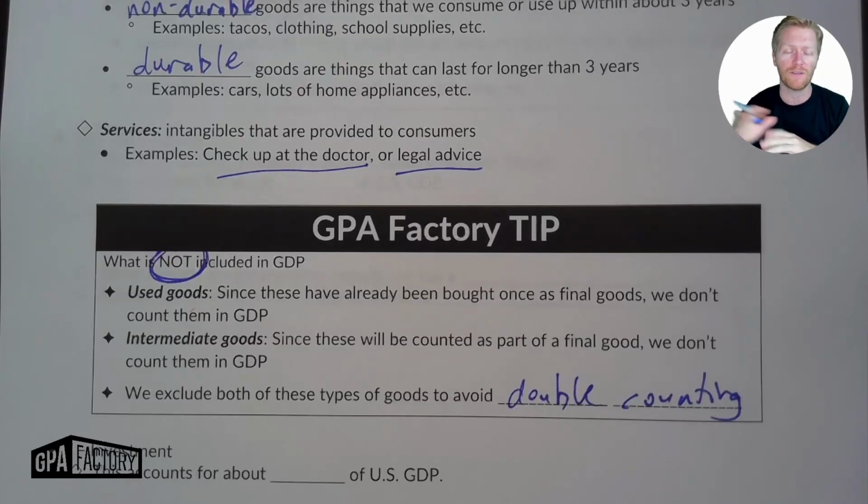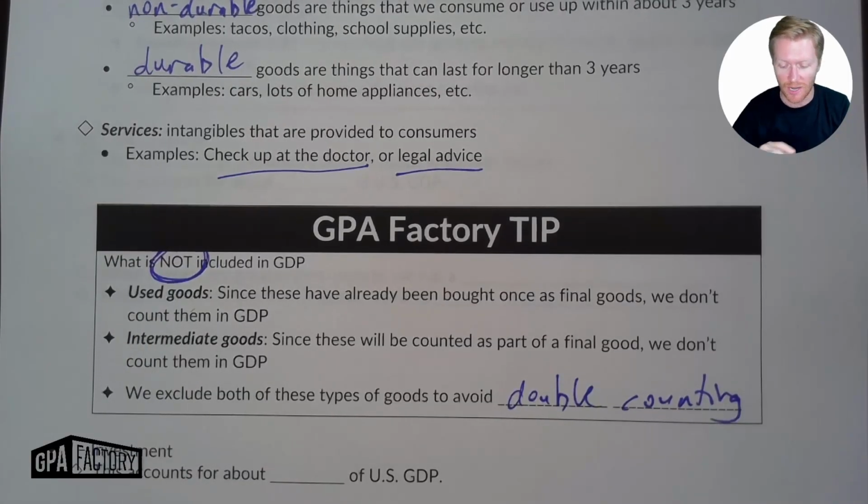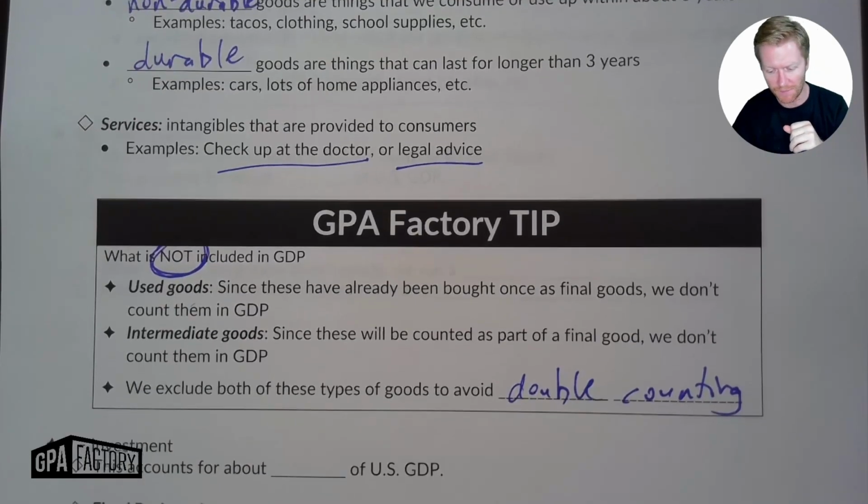Well, only the $150 is going to be included in GDP, because we would be double counting if we included all of the laces, the rubber, the leather, as well as that final product of the shoe, because all of that is already built into that $150 price. So we exclude used goods and intermediate goods, and that is going to be our consumption component of GDP.